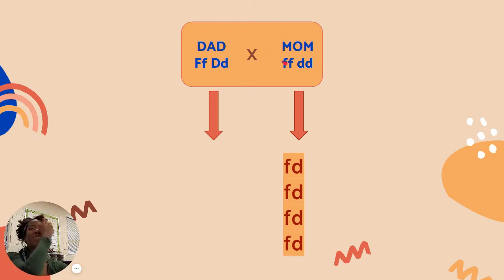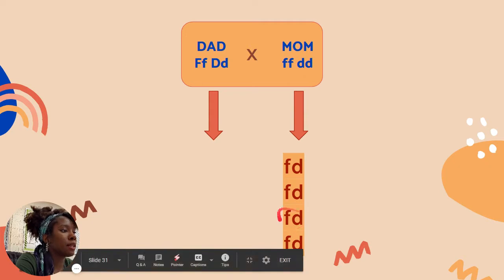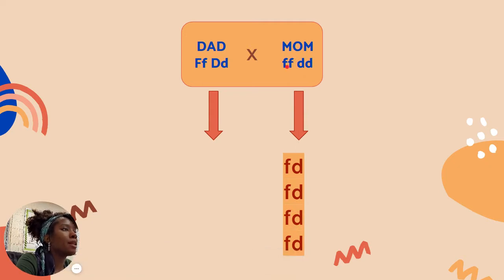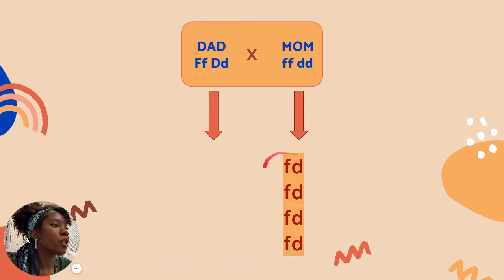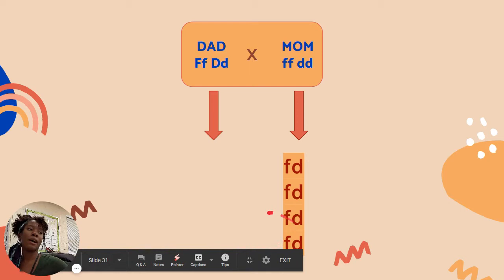Well, they've already shown mom's. So basically with mom's, the first is little f, little d. The outside, little f, little d. Insides, little f, little d. And of course, the last, little f, little d. So mom's gametes are all going to be little f, little d.